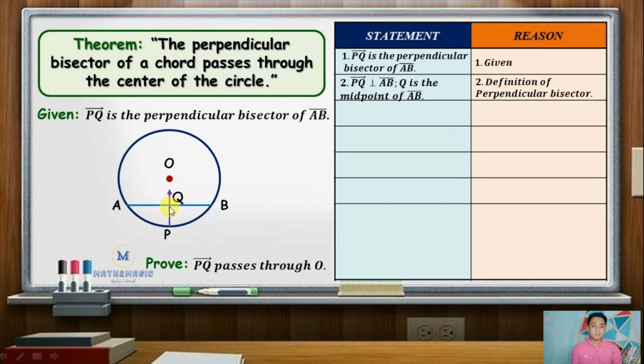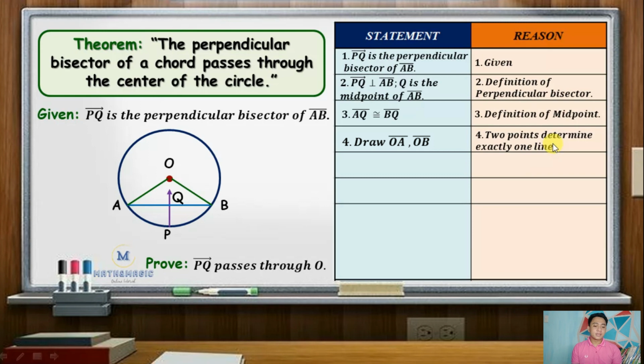For the third statement, we conclude that segment AQ is congruent to segment BQ, since Q is the midpoint. Reason for this is the definition of a midpoint. Next, for statement number 4, we will draw line segments connecting center O and points A and B. Reason for this, two points determine a line.